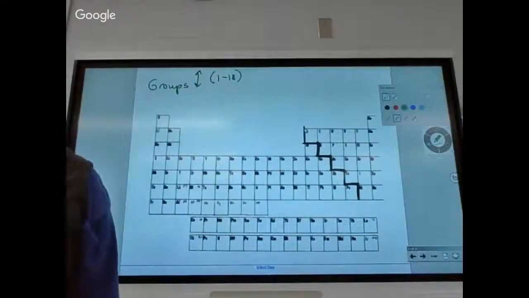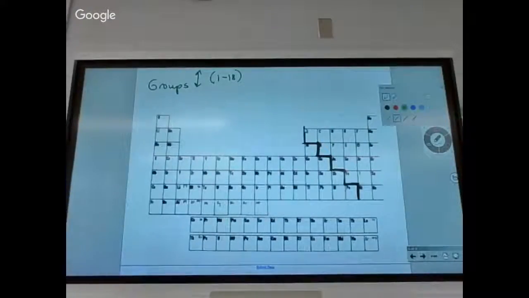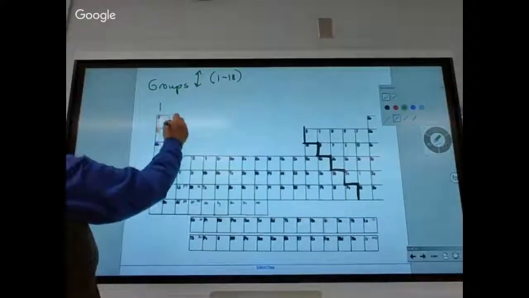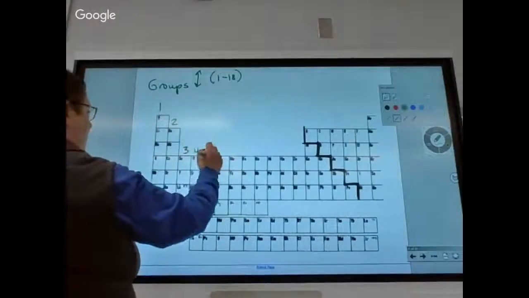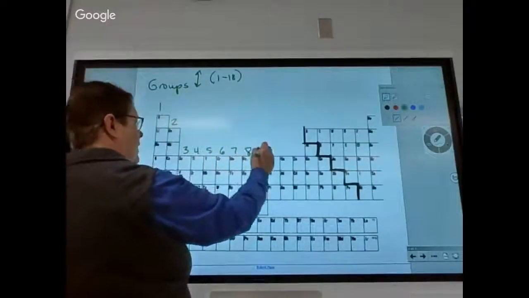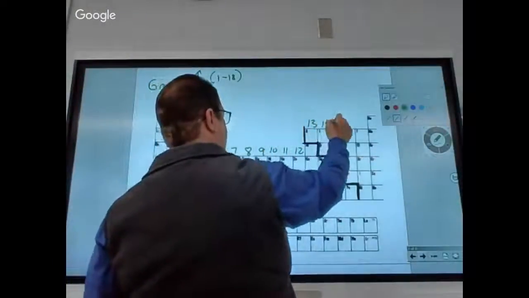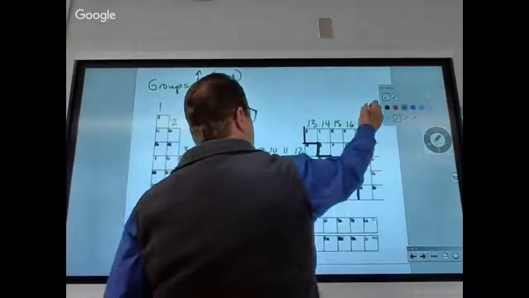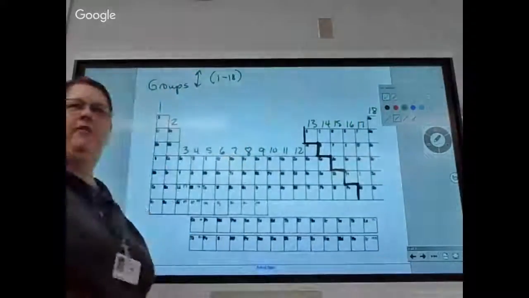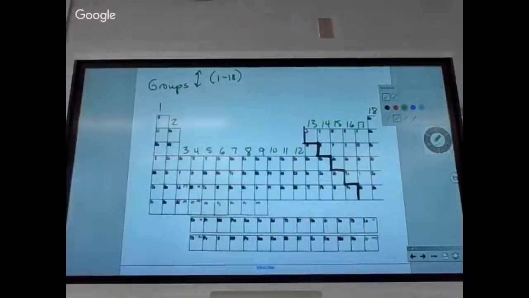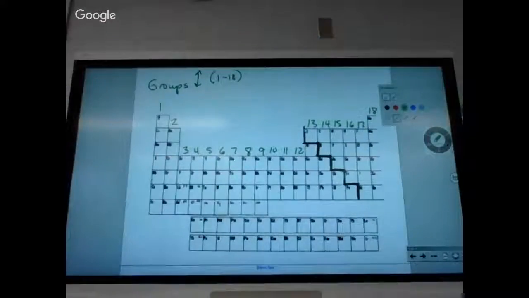I will tell you now, when I give you this quiz, there are no group numbering on the table that I'm going to give you. They're numbered 1, 2, 3, 4, 5, 6, 7, 8, 9, 10, 11, 12, 13, 14, 15, 16, 17, and 18. Now, the F block does not have any group numbering, okay? Does everybody understand that? Because the F block has been cut out and is at the bottom, there's no group numbering for the F block.